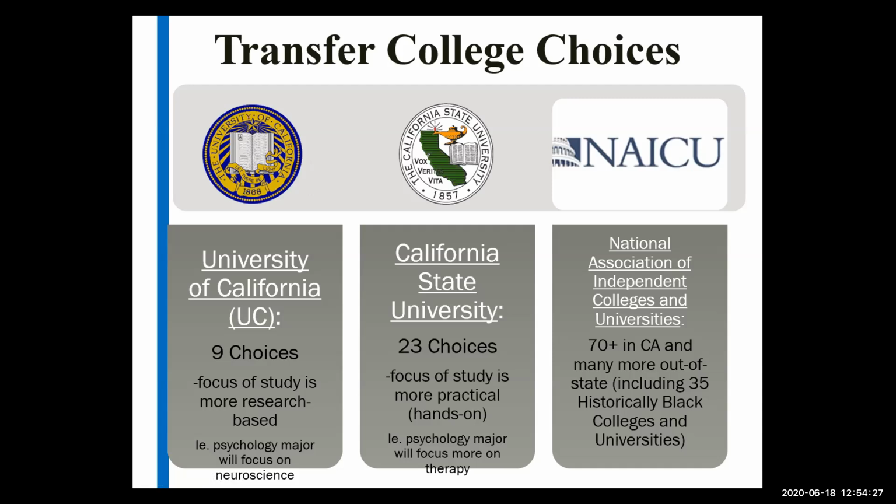So you're going to find more psychology or child development type courses, whereas the UCs, you might have a more research focus for those topics and not as much practical or hands-on. And then of course, there are 70 plus colleges in California and many, many more out of state that are what are considered independent or private colleges.